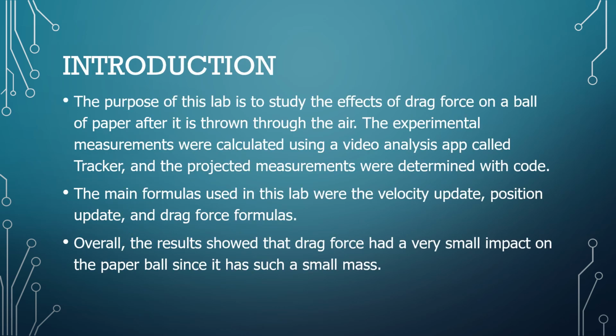The purpose of this lab is to study the effects of drag force on a ball of paper after it is thrown through the air. The experimental measurements were calculated using Tracker, and the projected measurements were determined with code. The main formulas used in this lab were velocity update, position update, and drag force formulas. Overall, the results show that the drag force had a very small impact on the paper ball since it has such a small mass.